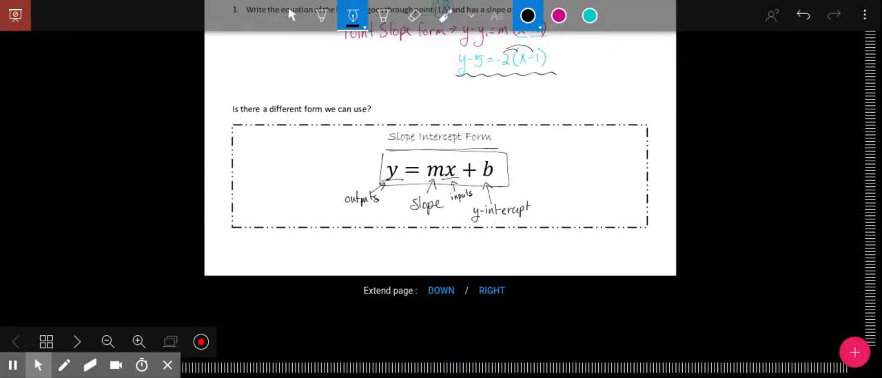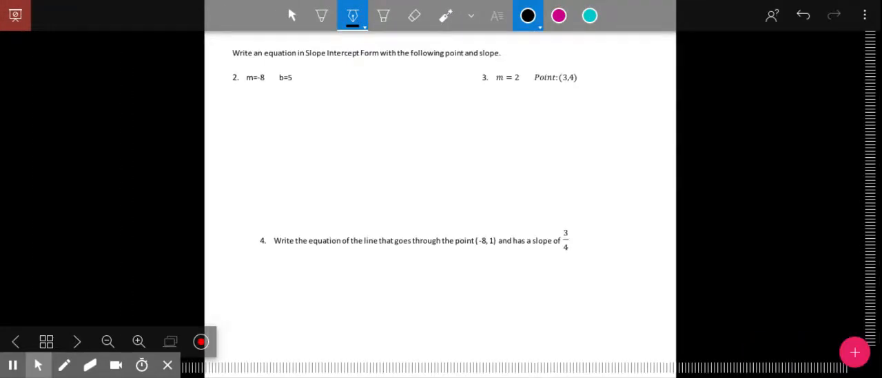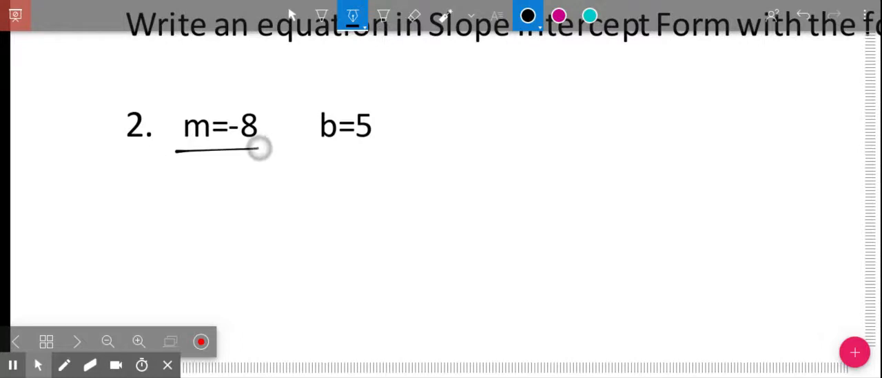Flipping over to the next page, we're going to be using this form a lot. It says write the equation in slope-intercept form with the following point and slope. The first one, I give you the slope and I gave you the b value. We're going to label these. This is my slope, like I said. This right here is my y-intercept.